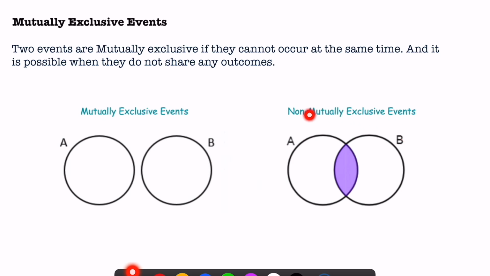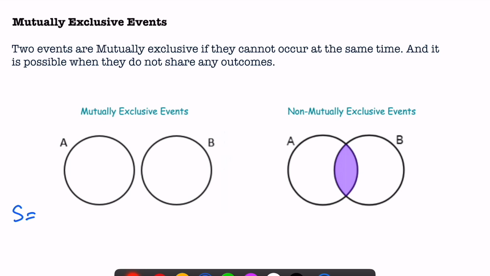And here we are showing non-mutually exclusive events. They share some outcome. So just because they share some outcome, they can occur at the same time and they are not mutually exclusive events. We'll see it with one example.